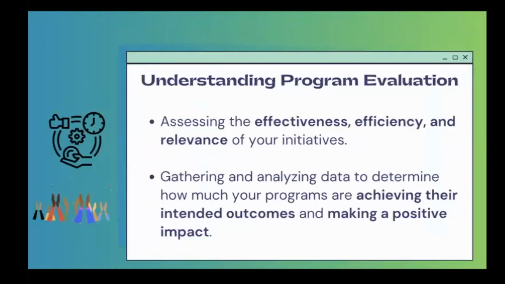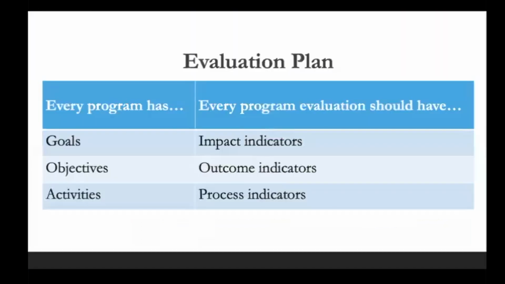We are jumping straight into understanding program evaluation, which is essentially assessing the effectiveness, the efficiency, and the relevance of what we do, and to really figure out, are we achieving what we're intending to achieve, and are we making a positive difference? Every program has a goal, an objective, and activities. Goals should have impact indicators, objectives should have outcome indicators, and activities will have process indicators.